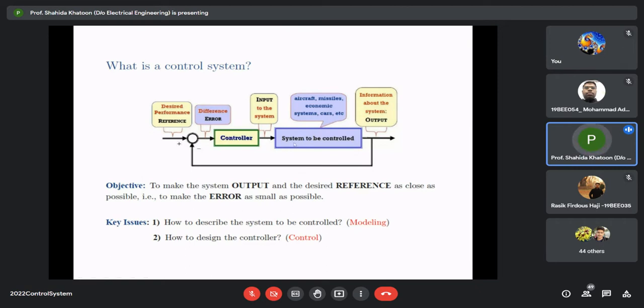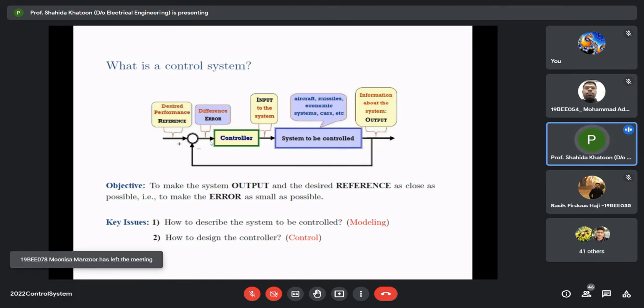This system can be an aircraft, missile, economic system, cars, etc. The output of the system, which is the information about the system, is given out, and this output is fed back. This path is called the feedback path. This is fed back to the input through a comparator or error detector, and the error is detected. So the key issue is how to describe the system to be controlled, which is the modeling part. How to describe the system, how to model the system. The second issue is how to design the controller, which is the control part.